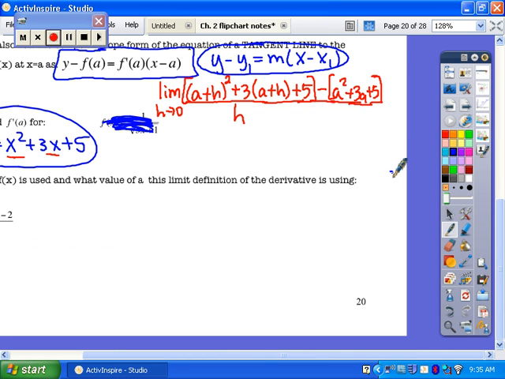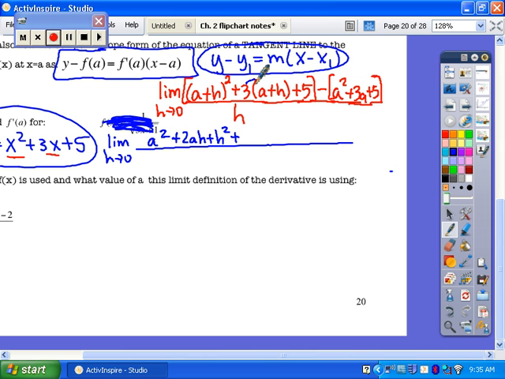Then what I want to do is use my algebra skills, expand this and simplify. So I rewrite this as the limit as h approaches 0. And now I need to start to expand the top. So when I FOIL this a plus h squared, I'm going to get the a and I'm going to square it. So that's a squared. What would the middle term be here? 2ah. 2ah, because that's the FOIL, plus the h squared.